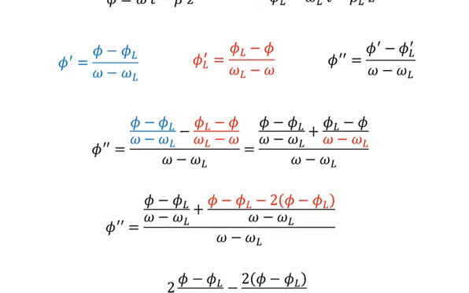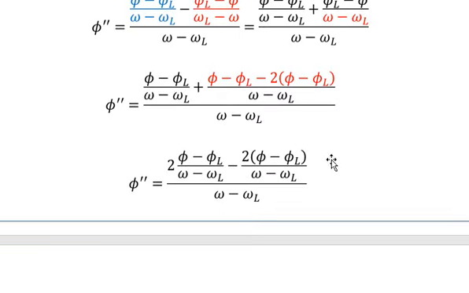So what I am going to do next is combine the terms. The first term in the numerator is phi minus phi L. The second term I have created in red is also phi minus phi L. So I am combining the first two terms in the numerator and adding them, so it becomes 2 times phi minus phi L divided by omega minus omega L, and the term which is left is minus 2 times phi minus phi L divided again by omega minus omega L, and the two terms in the numerator are also divided by omega minus omega L.